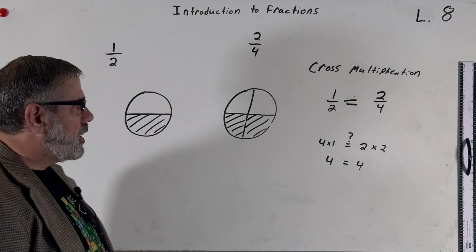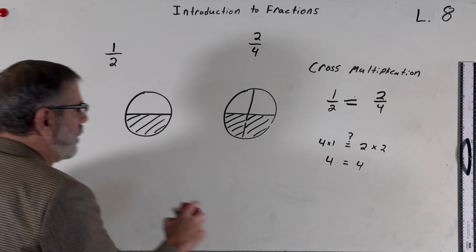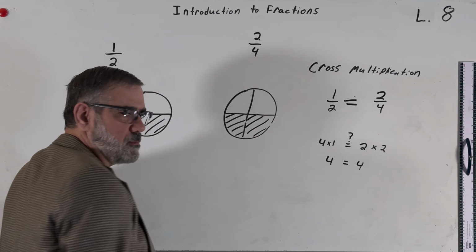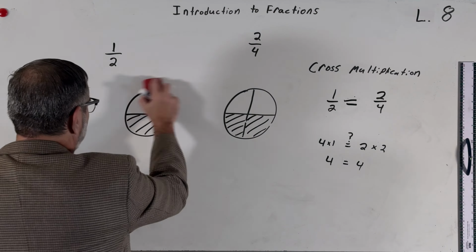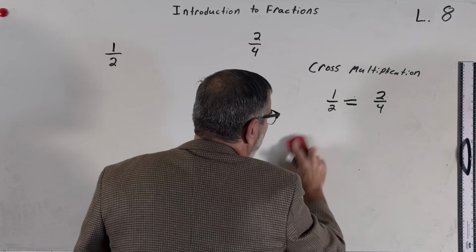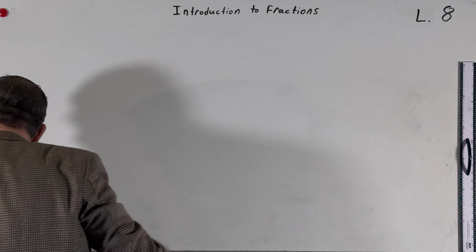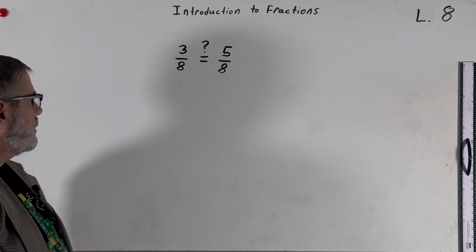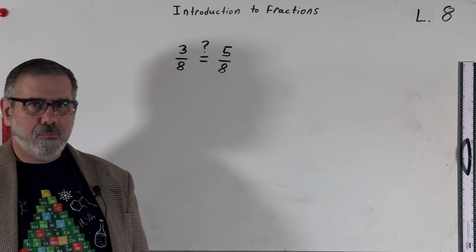Let's test this by considering some fractions that we don't know. This we kind of set up. We could see graphically that they were equal. I showed you the cross multiplication technique. Now let me give you a couple of other fractions that you may not know whether they are the same or not. 3/8 and 5/8.